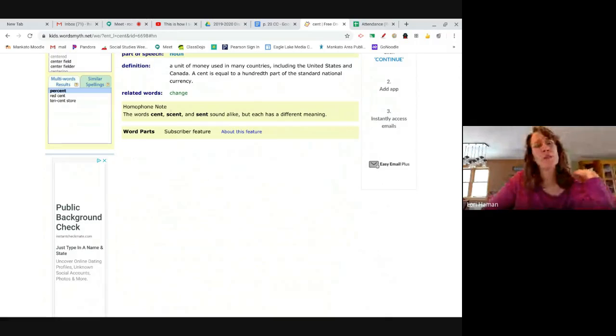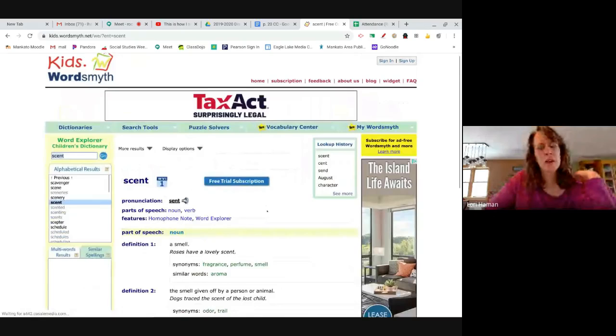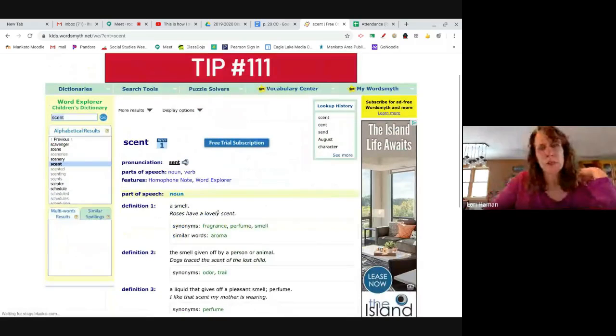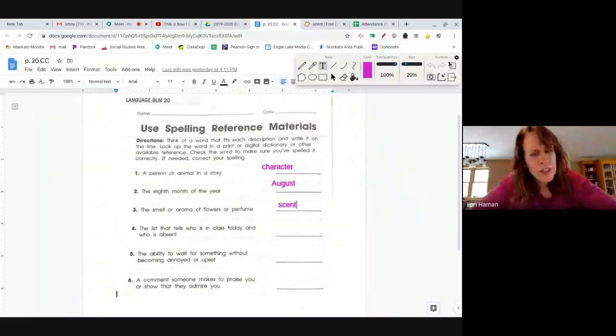I think this must be the one that I need. Let's see if we can get this one. Scent. A smell. I think we have it now. It's got to be spelled this way with a C: S-C-E-N-T. See? Dictionaries help you, but sometimes you got to be thinking about why is it not quite right for me?